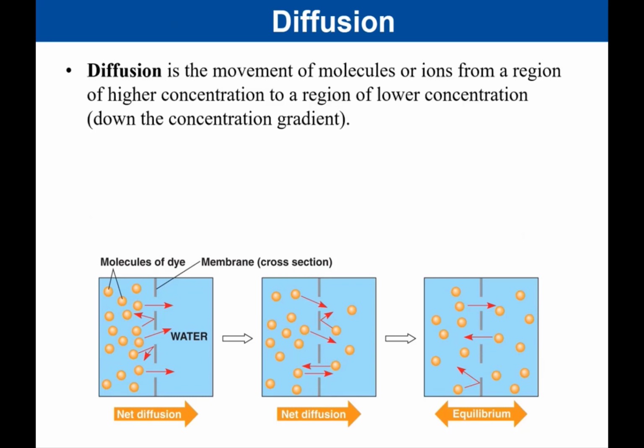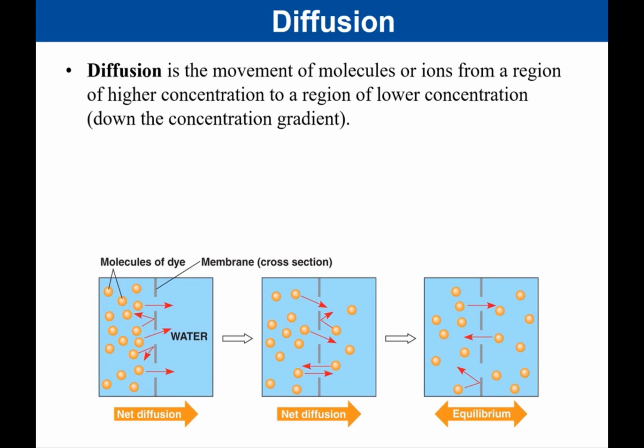So we're going to talk now about diffusion. And diffusion is the movement of molecules or ions from a region of higher concentration to a region of lower concentration. And so I want you to imagine for a minute that you have a beaker of water or a glass of water. If you take that glass of water and you put in drops of food coloring, for example, you'll notice that when you put that food coloring in, those drops of dye don't stay as drops forever. That dye is going to start to move and spread out.